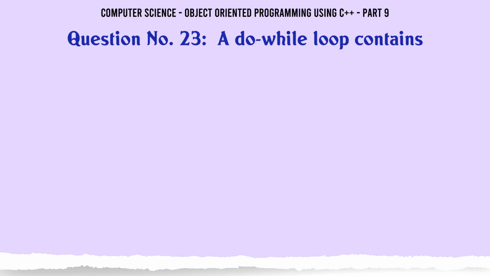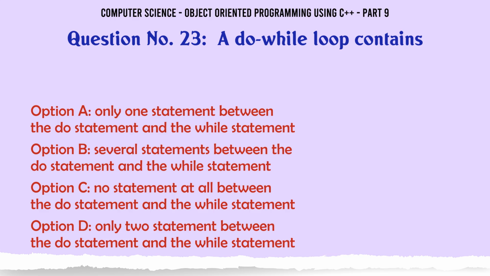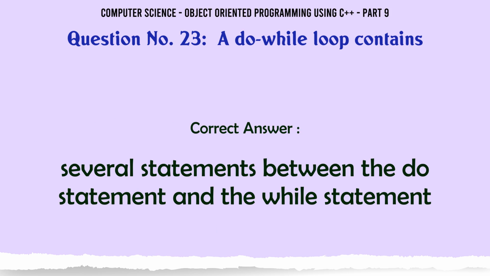A do-while loop contains A. only one statement between the do statement and the while statement, B. several statements between the do statement and the while statement, C. no statement at all between the do statement and the while statement, D. only two statements between the do statement and the while statement. The correct answer is several statements between the do statement and the while statement.